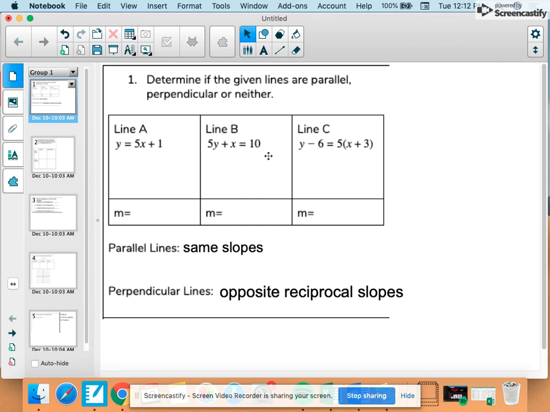Okay, so we're doing another I do, you do. So remember how this works: I'll do the problem, then you pause it, and then you do the you do column, because they should be very similar in work and process.